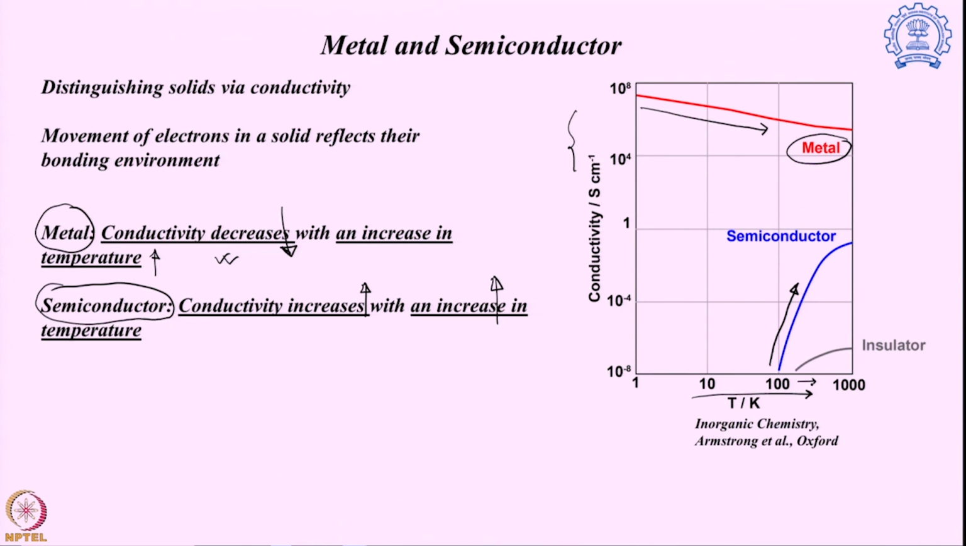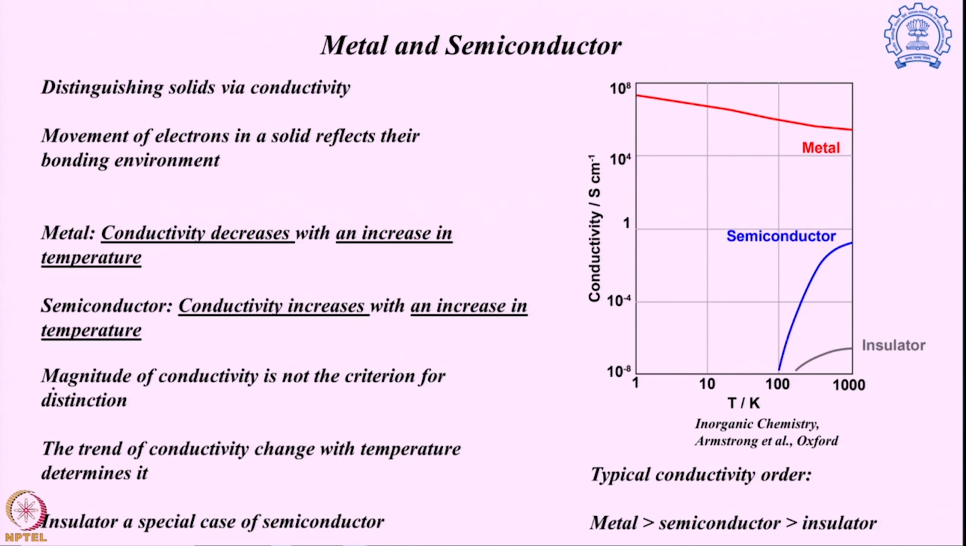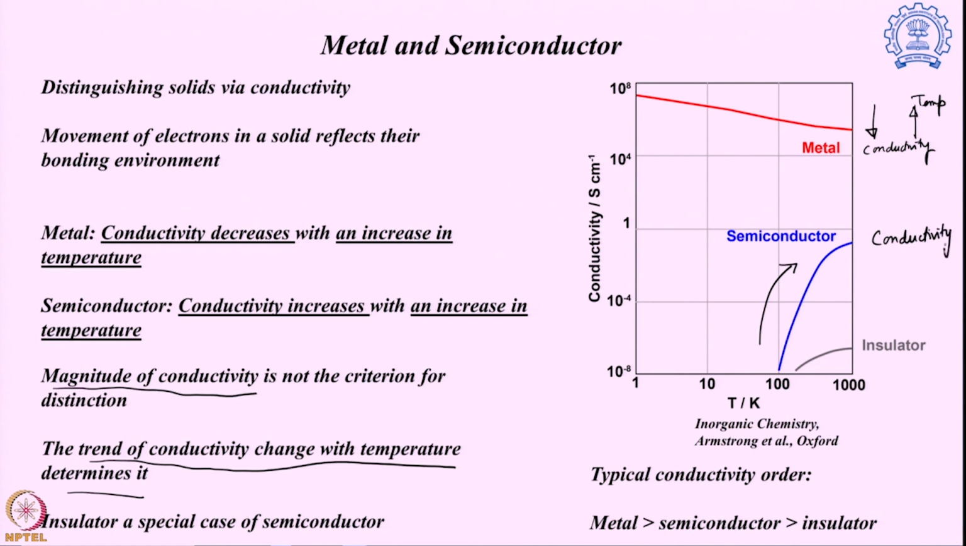So, that is the basic distinction between a metal and a semiconductor. As we just said, the magnitude of the conductivity is actually not the criterion, not the important factor in this distinction. It is the trend of conductivity change with temperature. Again, a metal is a system whose conductivity decreases with an increase in temperature, whereas a semiconductor is a system whose conductivity increases with an increase in temperature. So, they vary in opposite directions. That is the main distinction between the metal and semiconductor.